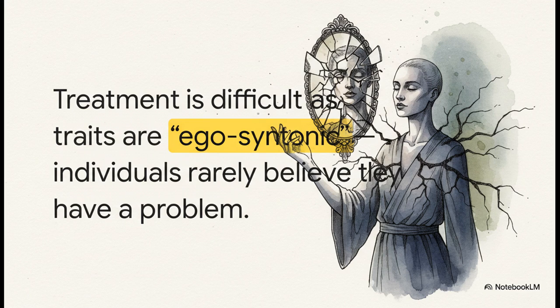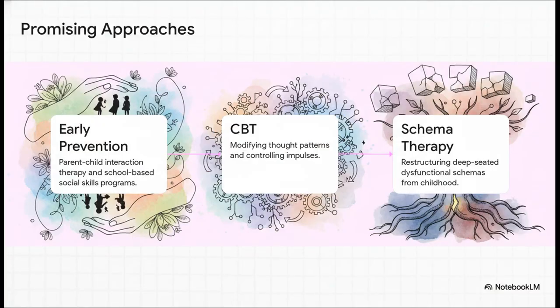In clinical terms, their traits are egosyntonic, which is a fancy way of saying they see their behavior as a perfectly normal part of who they are. And if you don't think you have a problem, why would you ever want to change? But that doesn't mean it's hopeless. There are some promising strategies out there.